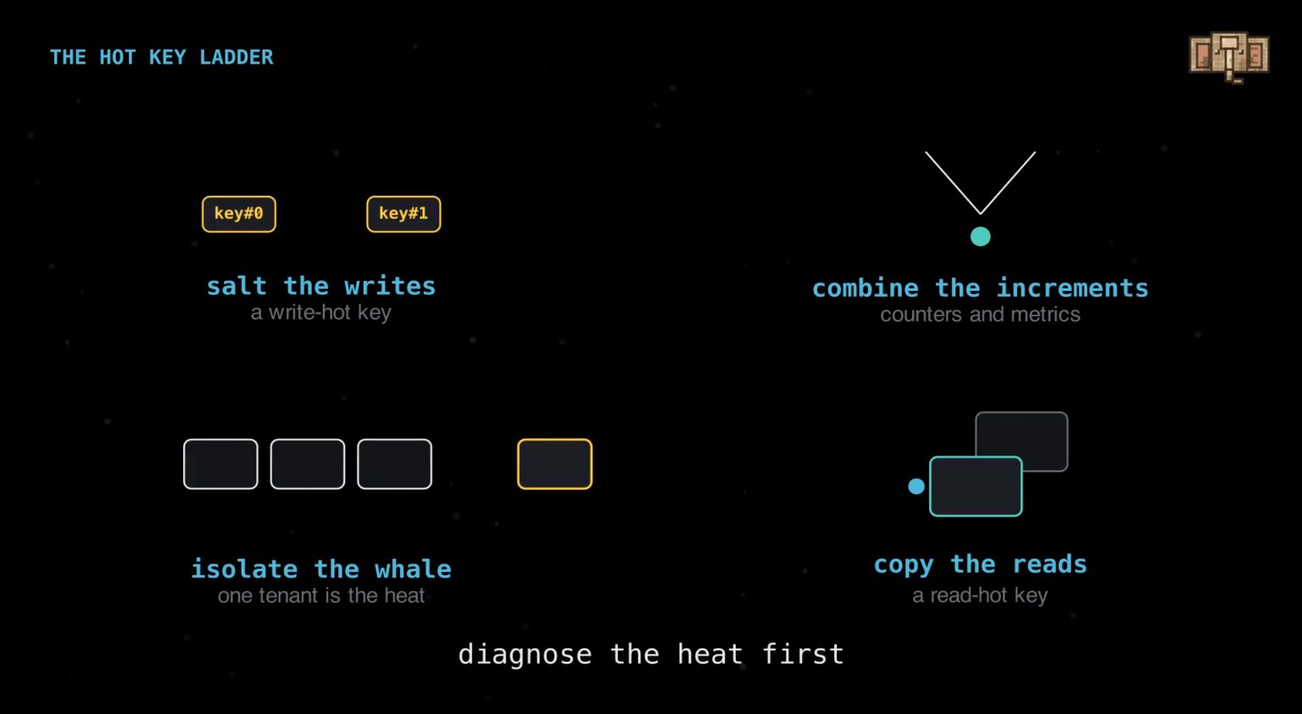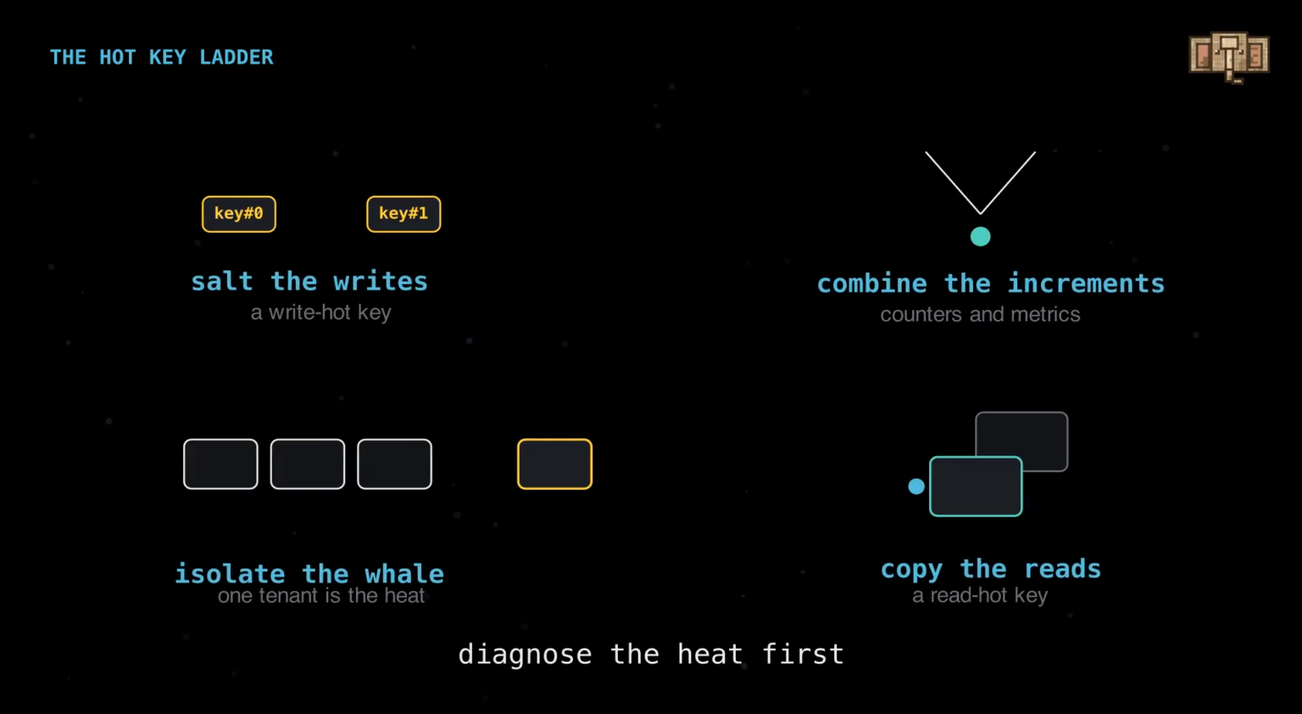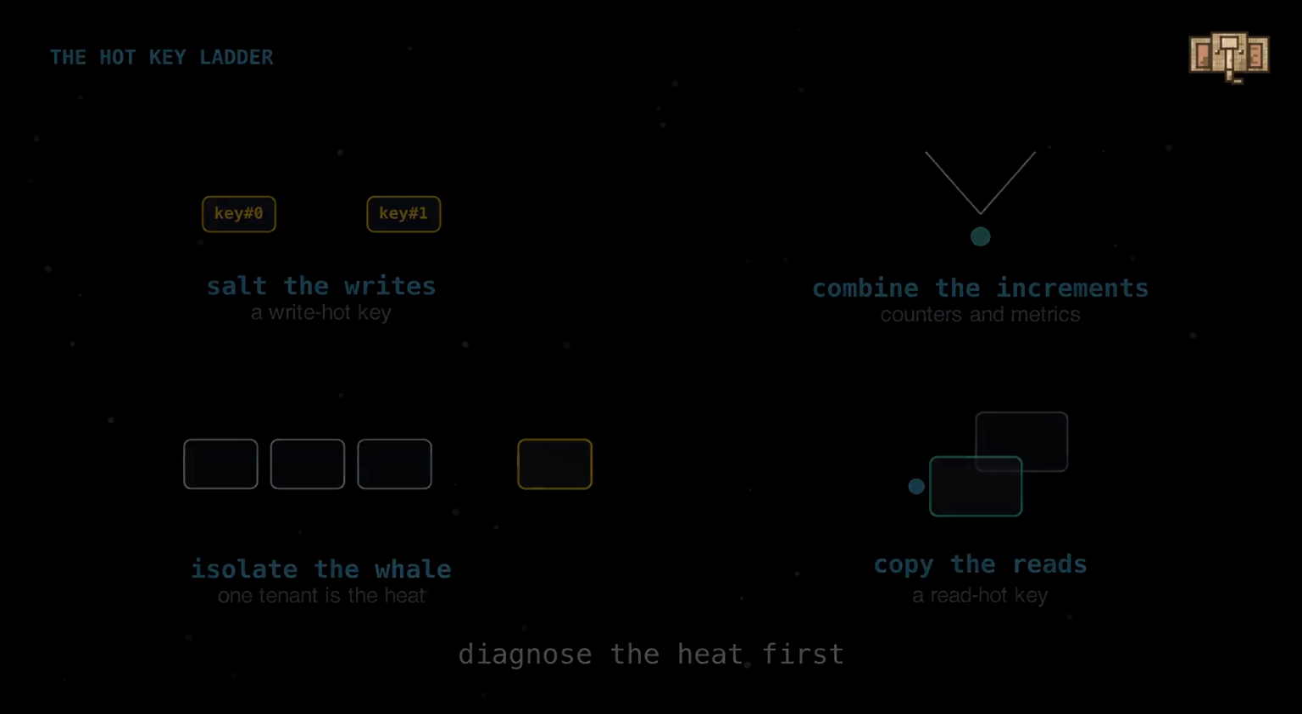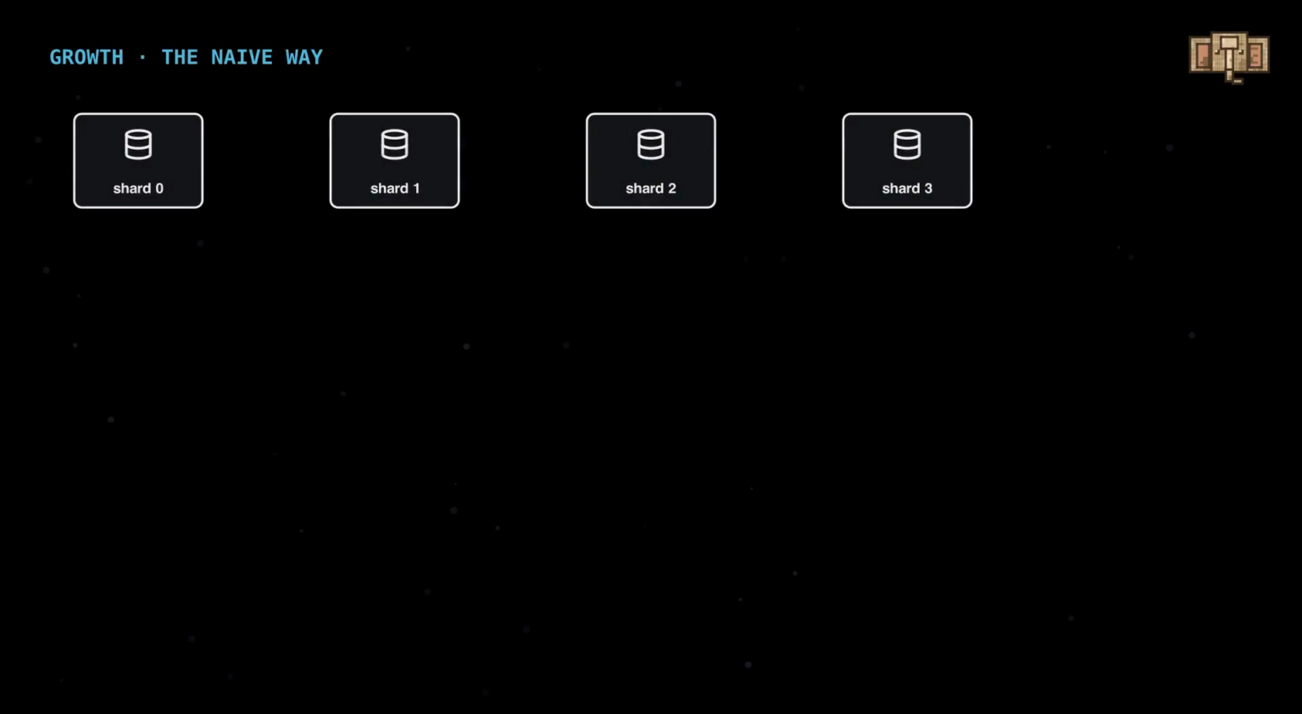The real skill here is diagnosis. Ask which kind of heat you have. Then take the cheapest rung that breaks it. One question remains, and interviewers love it. What happens when you add a shard?